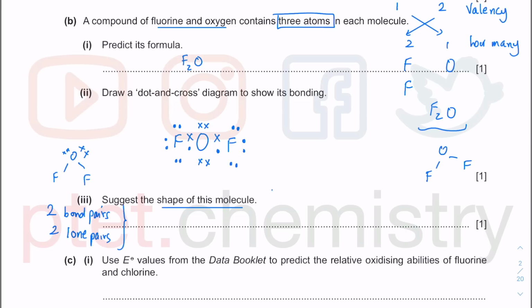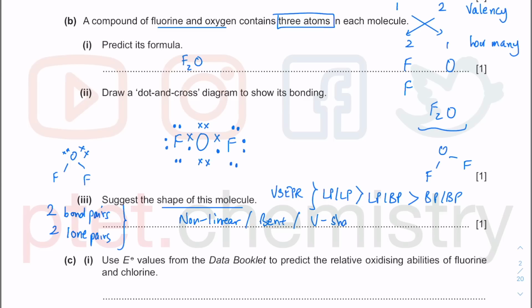So we talk about VSEPR as stated in the AS syllabus. Lone pair will repel more than lone pair, bond pair, and lone pair, bond pair will repel more than bond pair, bond pair. Overall, you get this shape called nonlinear. Some books will say that this is bent. Some books will say that this is V-shape.